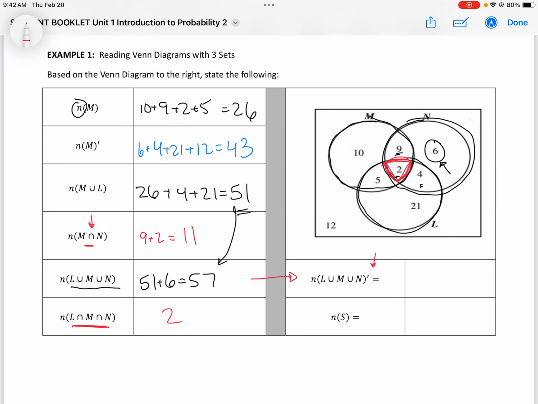Okay, and now let's do the complement. These kind of go together. The complement of L or M or N. So we said M, N, and L are all 3 of these circles. So what's outside of these circles? Well, it's just 12.